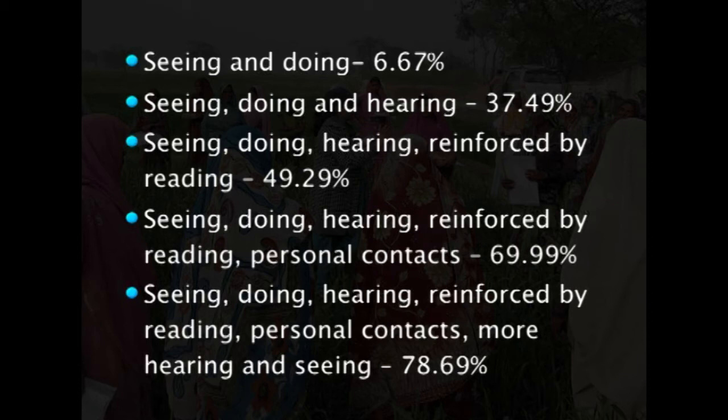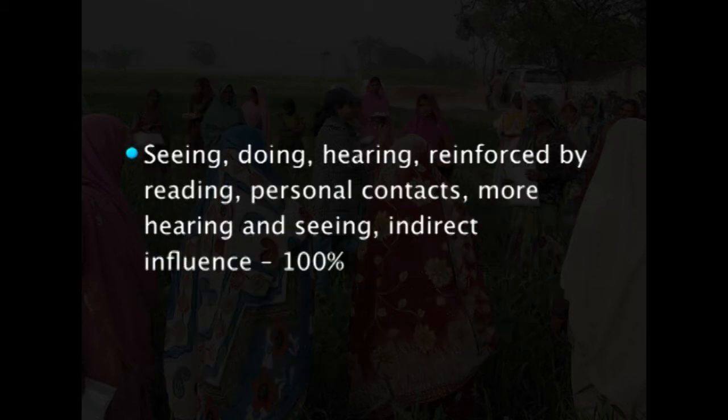Seeing, doing, hearing reinforced by reading, personal contacts, more hearing and again seeing gives up to 78.69%. And lastly, seeing, doing, hearing reinforced by reading, personal contacts, more hearing, seeing and some amount of indirect influence gives up to 100% of change in the behavior of the individuals. So, using these methods in proper sequence always includes the methods that enable our farmers to see, hear and do the things to be learned, enable them to reach a large number of people and create confidence in themselves.